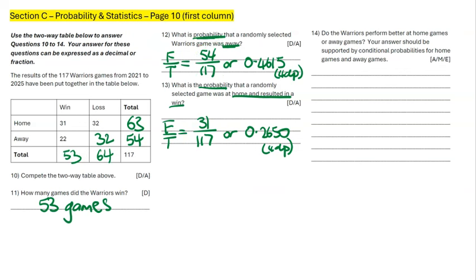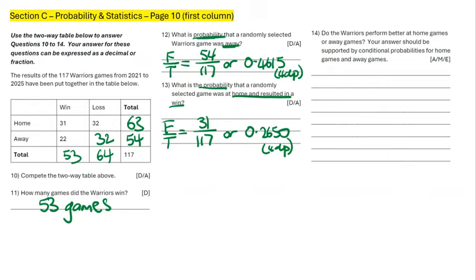So we're now up to the excellence question from the 2A tables, question number 14. This one here was a bit tricky. It actually is a bit similar to some questions that come up in the year 11 curriculum, but it's a bit dialed down to make it accessible for us. So, do the Warriors perform better at home games or away games? Your answer should be supported by conditional probabilities for home games and away games. So I've kind of dialed it down by basically telling you what to calculate. So I've told you to calculate conditional probabilities, specifically for home games and away games.